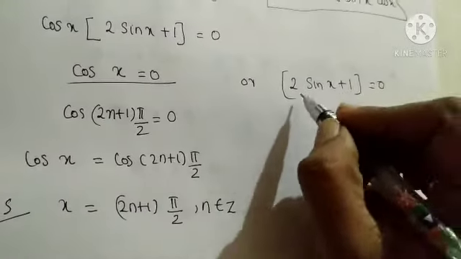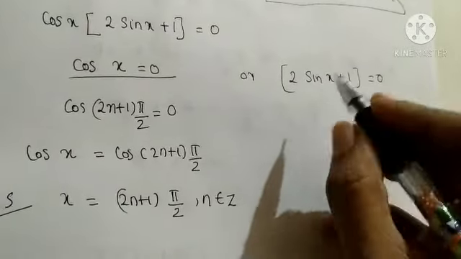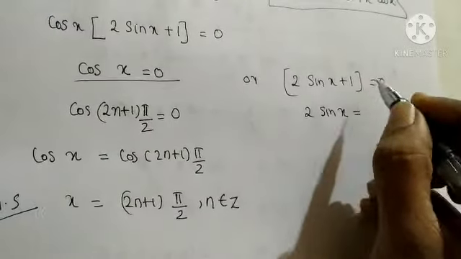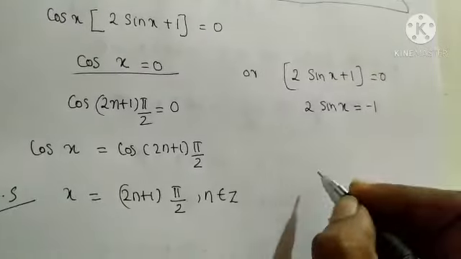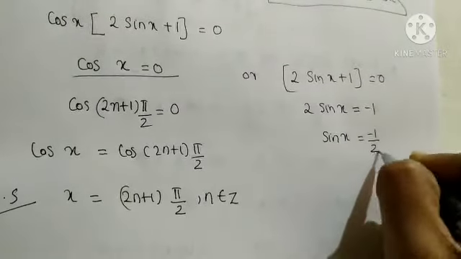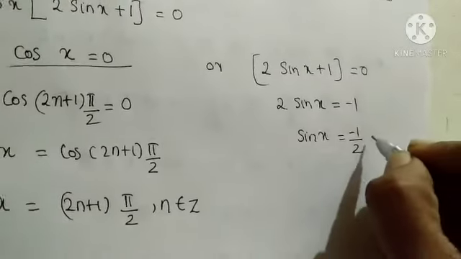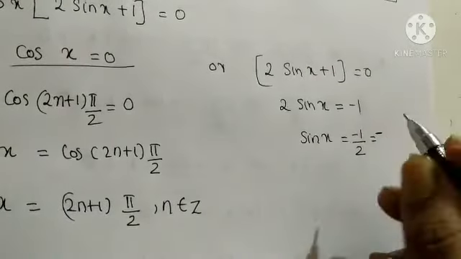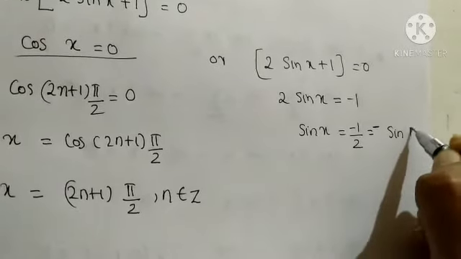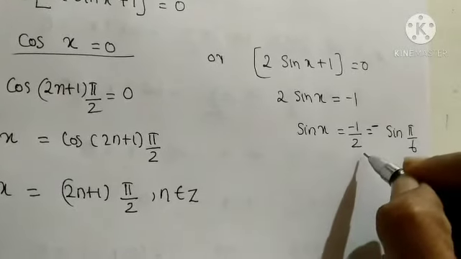In the second term, 2 into sin x plus 1 equal to 0. From this, 2 sin x equal to, taking this 1 to the RHS, it will become minus 1 here. From this, sin x equal to minus 1 by 2. Okay. Taking this minus here, we know that sin 30 is equal to 1 by 2, right?